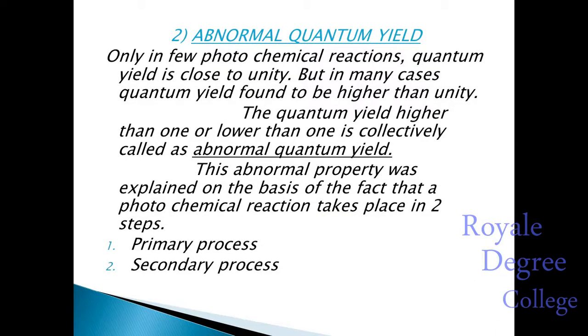Next, second type is abnormal quantum yield. Only in few photochemical reactions, quantum yield is close to unity. But in many cases, quantum yield is found to be higher than 1 or higher than unity. The quantum yield higher than 1 or lower than 1 is collectively called abnormal quantum yield. This abnormal property was explained on the basis of the fact that a photochemical reaction takes place in two steps: primary process and secondary process.